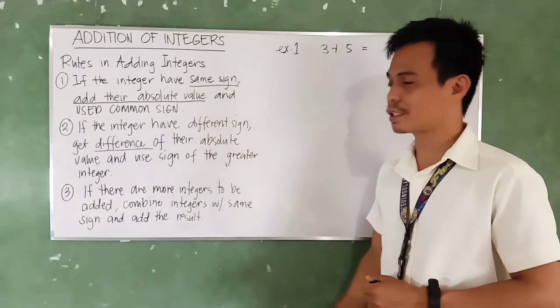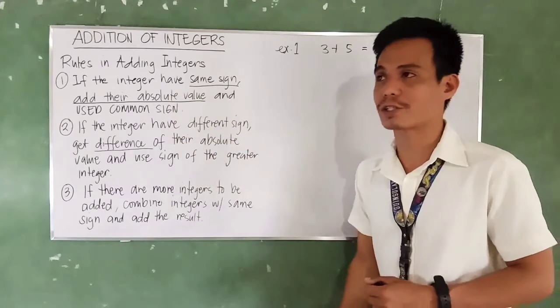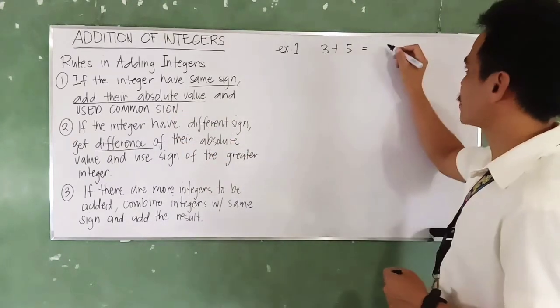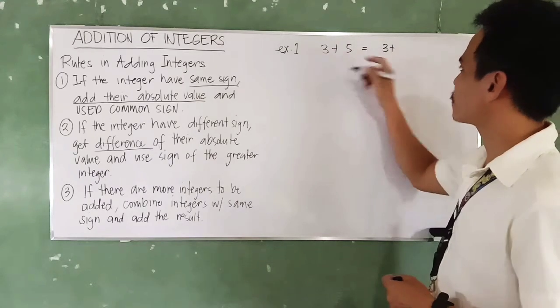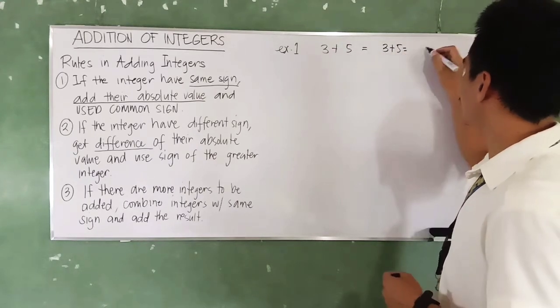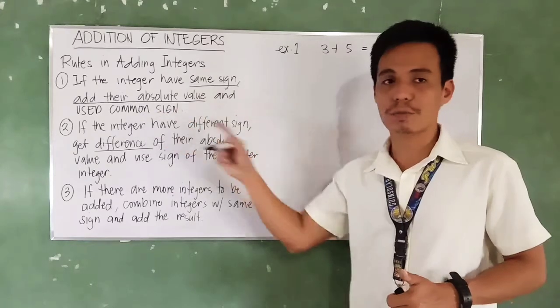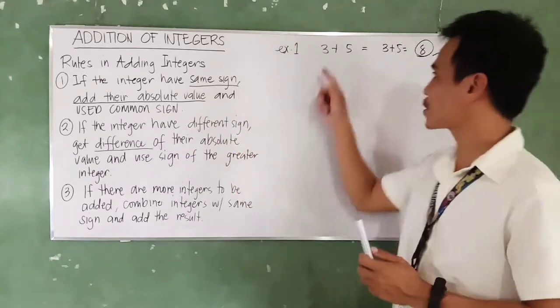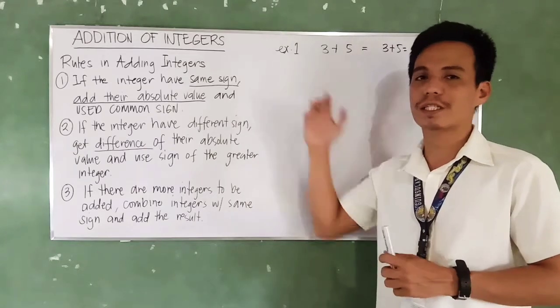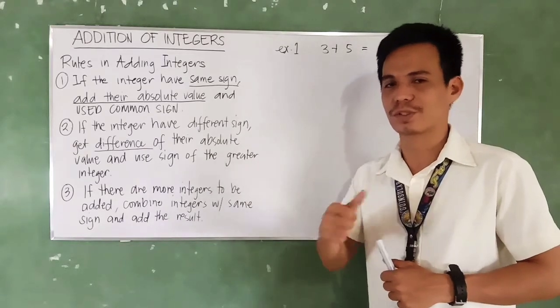So, gagawin natin is, pagsamahin lang natin yung absolute value nila. Absolute value ng 3 is 3. And absolute value ng 5 is 5. So, therefore, 3 plus 5 equals 8. And their common sign is positive. So, di na natin kailangan pang isulat pa. Kasi, ibig sabihin yan, positive na yan. Okay? So, ganun po siya guys.